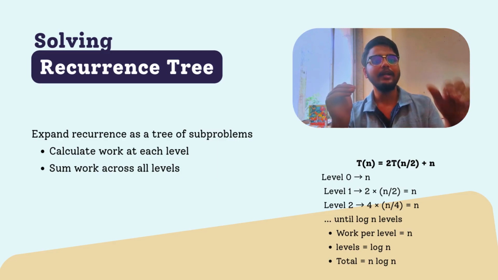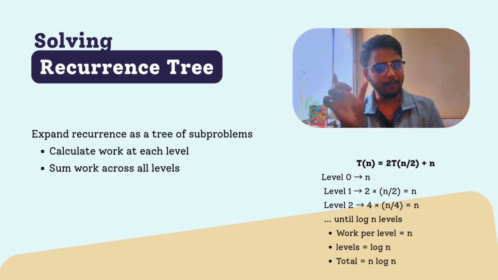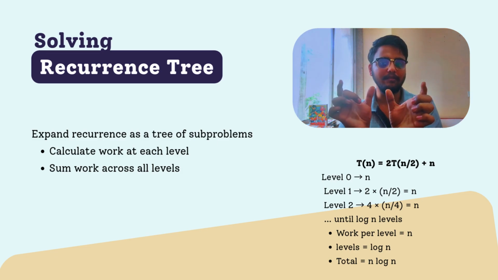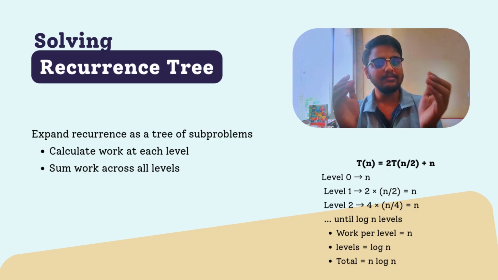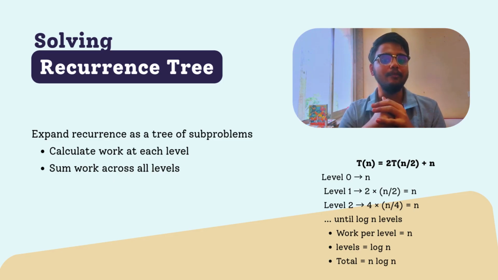Now the total work done in the overall process is going to be work done per level multiplied by the number of levels, which is n into log of n, which gives us the complexity of theta of n log n. That's why we say the complexity of merge sort is theta of n log n.